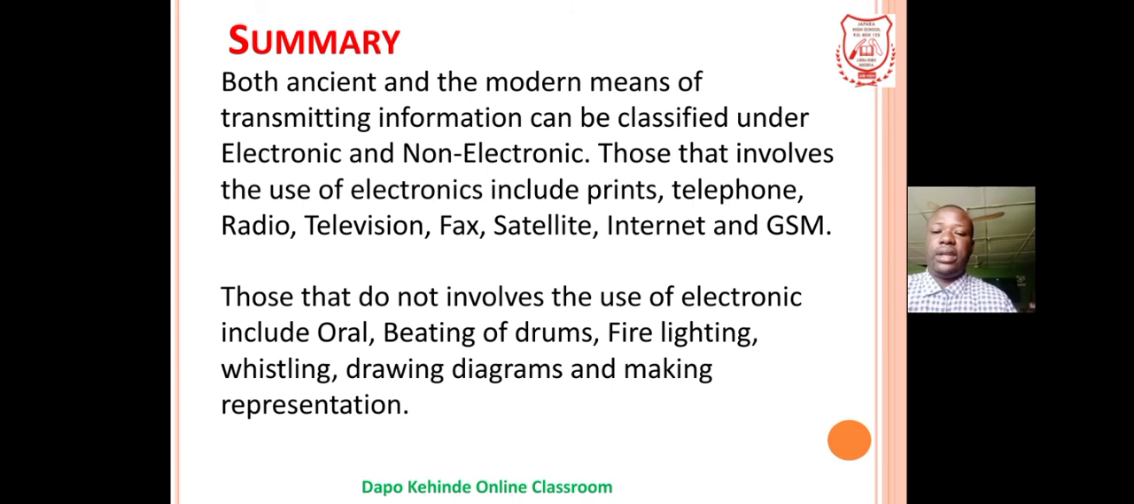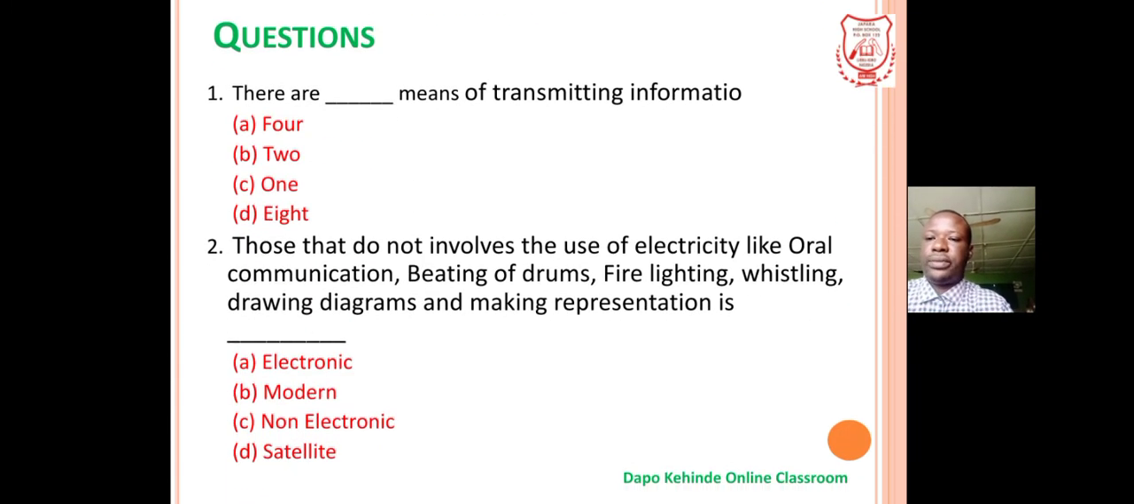So, to test our knowledge on what we've done so far this week, there are two questions for us here. Number one, there are dash means of transmitting information. If you pick 4, you're wrong. If you pick 2, you are right. If you pick 1, you are wrong. If you pick 8, you are wrong. So we have two means of transmitting information, the electronic means and the non-electronic means.